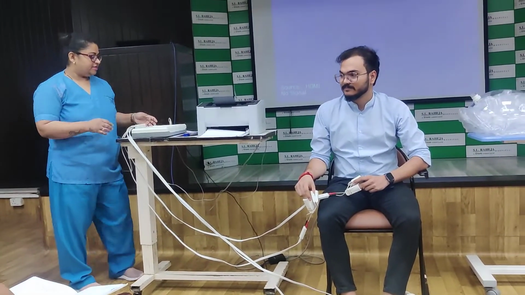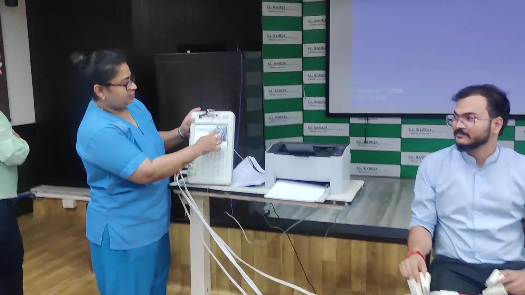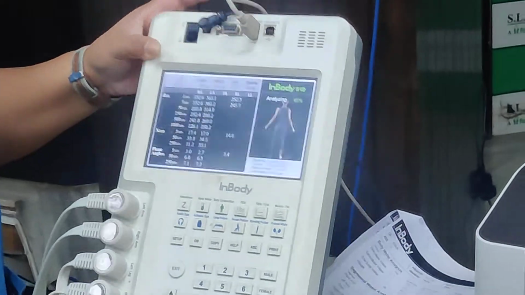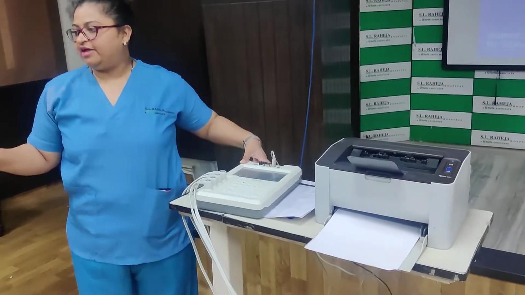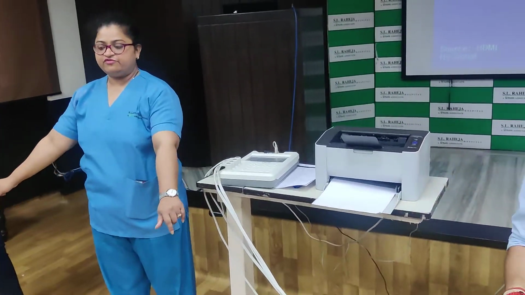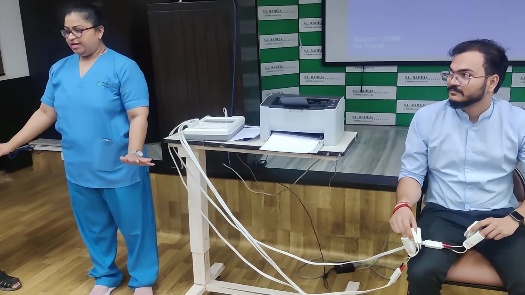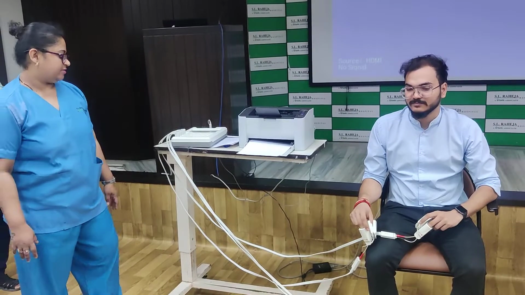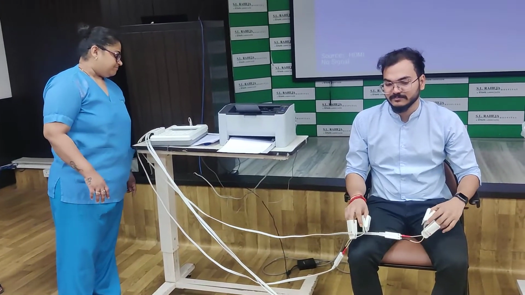Okay, so it is analyzing now. You can see there is 45%. When a patient is lying down on a bed, the hands and the legs have to be at 45 degrees, and the patient should not be moving. Steady.